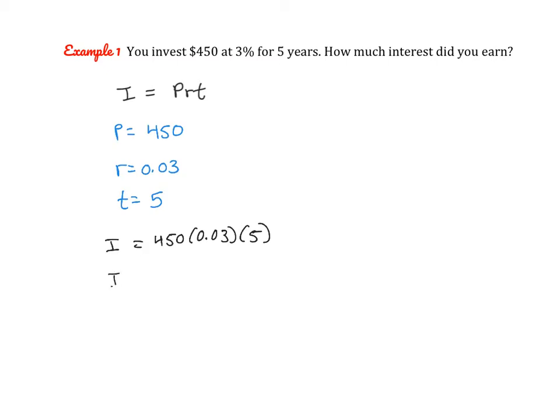So here we should get I equals 67.5, which would be $67.50. So again, this is a formula to calculate how much interest you've earned. If you wanted to see how much your account is worth total after the 5 years, you would take your initial and add the interest that you've earned.